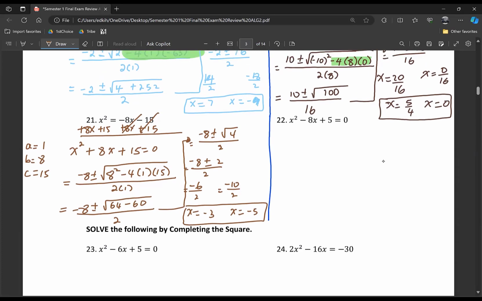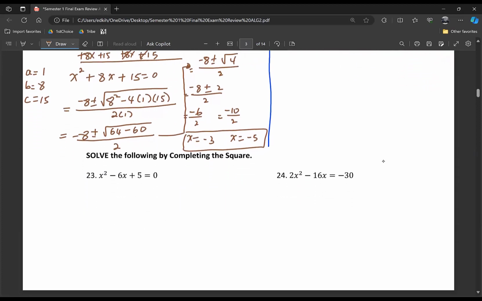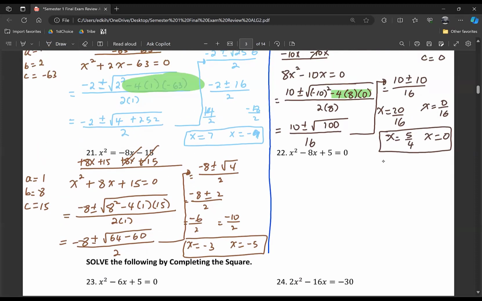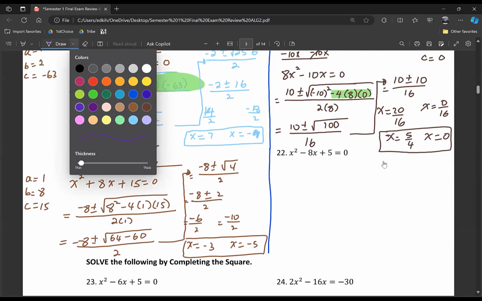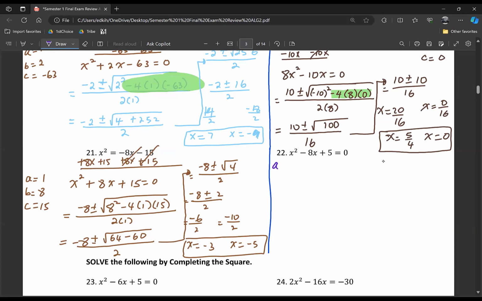Okay, the last one, once again, pretty similar. So I'm going to have you guys just try that on your own, actually. Question 22. Well, you know what? I'll just go ahead and do this so you guys are not left stranded. All right, a, b, and c. A is 1, b is negative 8, c is 5.